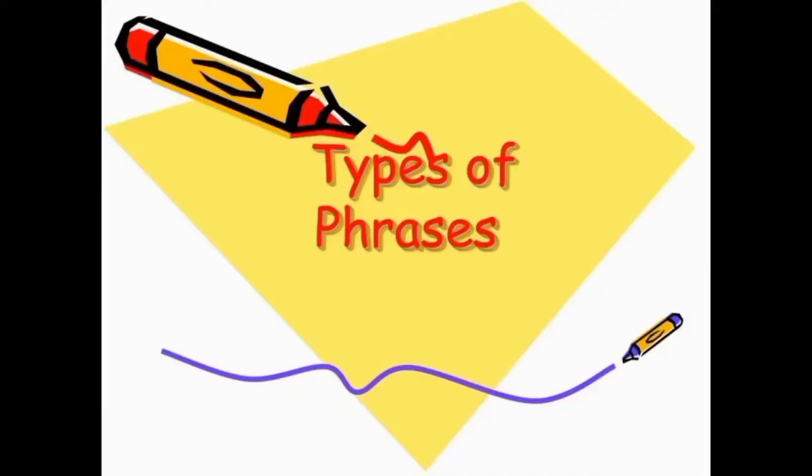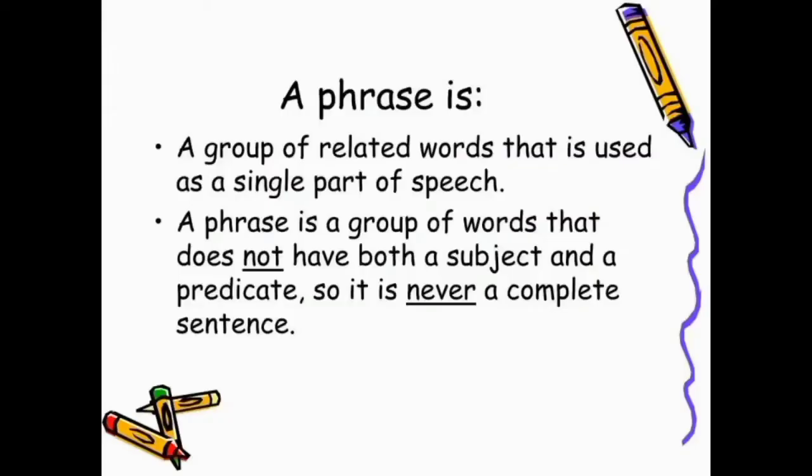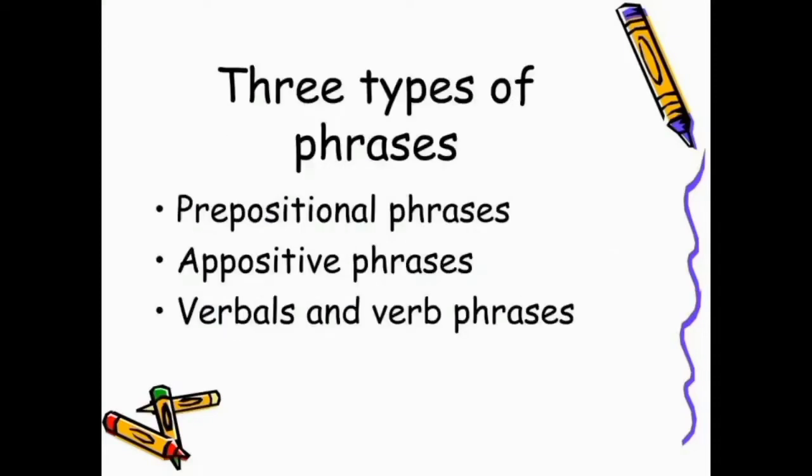Okay, so to continue our discussion, let's move on to types of phrases. But before that, let us first define what a phrase is. A phrase is a group of words in a sentence that does not have a subject nor a verb. It cannot express a complete thought on its own. Why? Because it does not have a subject and a verb. So let's move on to types of phrases.